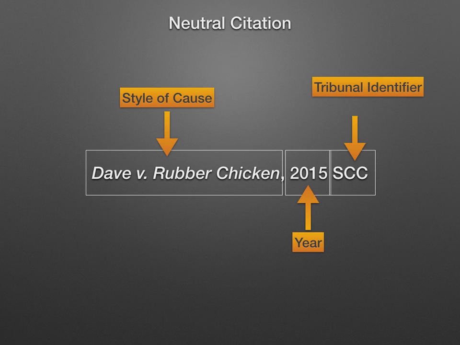So it would still have the same style of cause, Dave and the Rubber Chicken. The year would be mentioned and then just the tribunal identifier, and you'd be able to plug that into a legal search engine and it would pull up whatever the most available citation of that case is, whether you're searching on a law reporter website or you're searching on Canly, it would pull together one that it had. The thing is, there's no page identifier with that because it may have different pagination than the originally reported case. You can use paragraph identifiers, but not page identifiers.